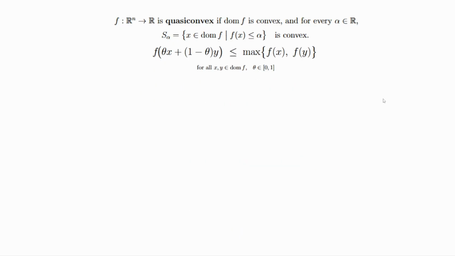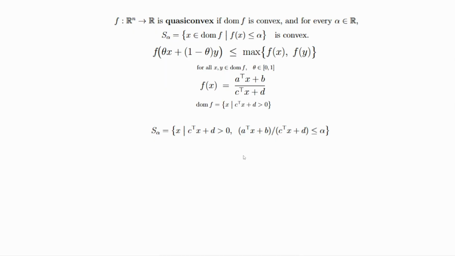So let's take some examples to make this concrete. For the first example, let's look at linear fractional functions. We saw this before in the context of perspective functions. This function is actually quasi-linear, which just means it's both quasi-convex and quasi-concave.